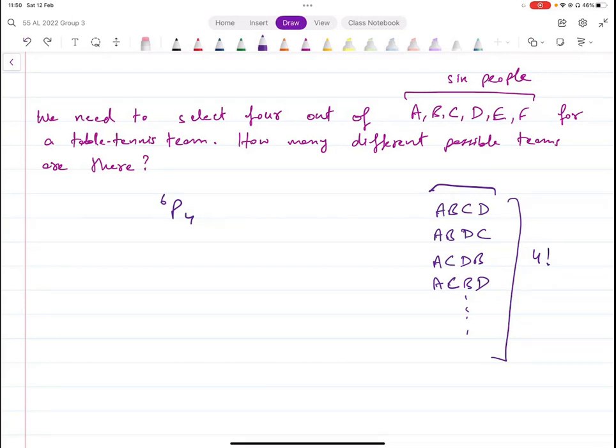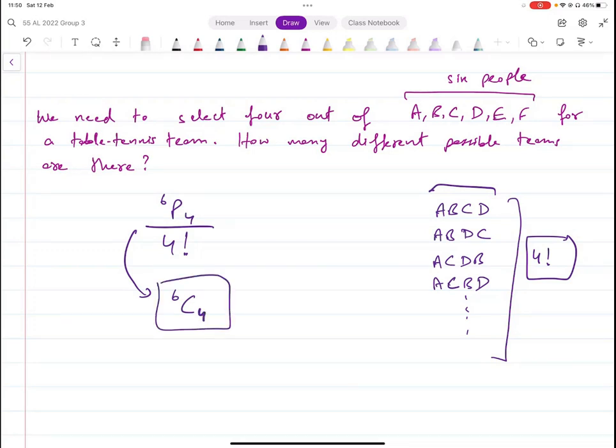तो in order to get rid of these multiple counting, what we do is we divide this by four factorial. And this is actually called 6CR, or 6C4, this is called combination. Ye hum directly evaluate kar sakte hain. We don't have to do it this way. This is just what is happening here.